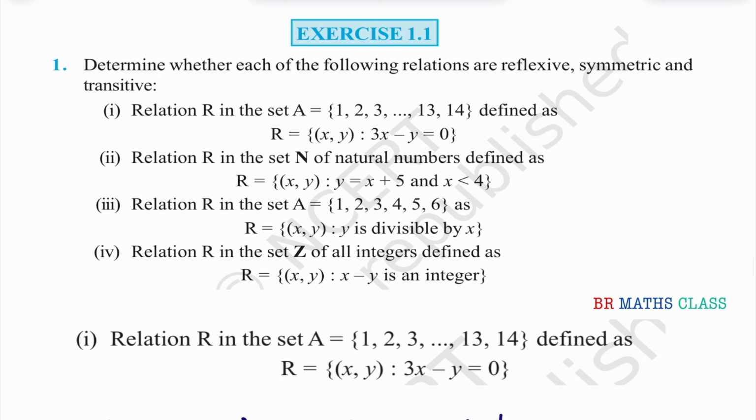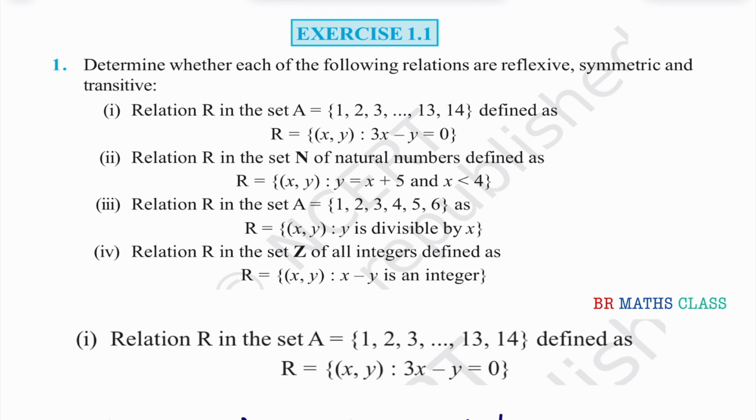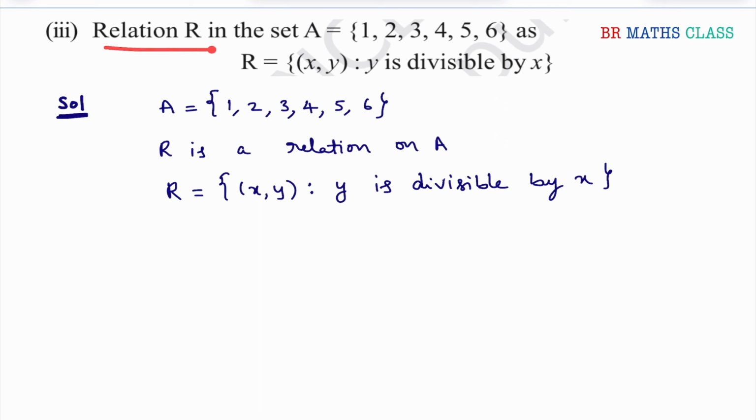In last class, in exercise number 1.1, we completed first bit and second bit. In this class, we are going to complete the third bit and fourth bit. See, they have given one relation here. We need to check whether this relation is reflexive, symmetric, transitive. We need to check which condition this relation satisfies. This is the given question.